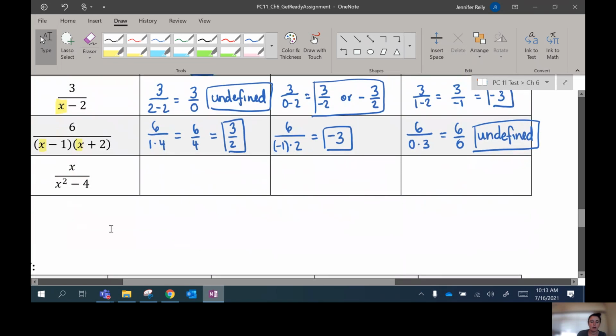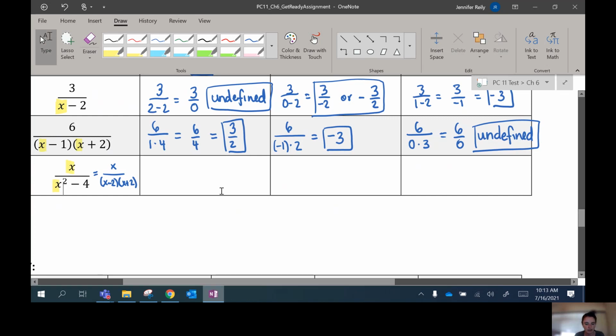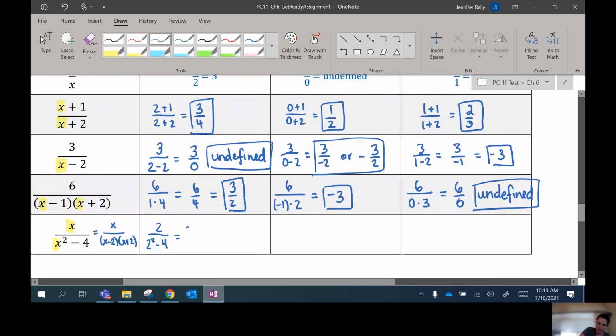It looks a little bit more complicated. Some people find it a little bit easier if you want to factor the denominator. You can also plug it in that way, but you should get the same answers if you leave it as x squared minus 4. So I'm just going to leave it. And this time we're plugging in 2 x values. So I'll have for the first one 2 over 2 squared minus 4. 2 squared minus 4 is 0. So this is going to be undefined here.